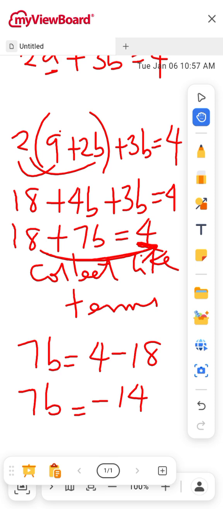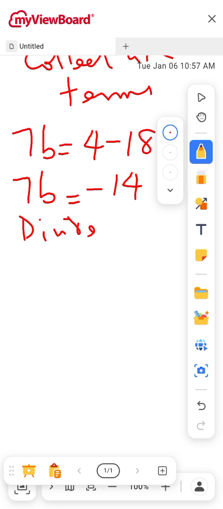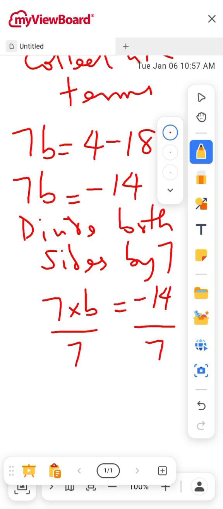So when you have this type of equation from JSS1, what do we do? We divide both sides by the coefficient of b, which is 7. So I have 7 times b over 7 equals minus 14 over 7. So 7 cancels 7. b equals minus 14 over 7, that's minus 2. So we have been able to get the value of our b.